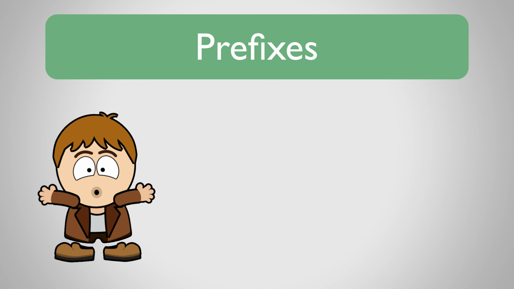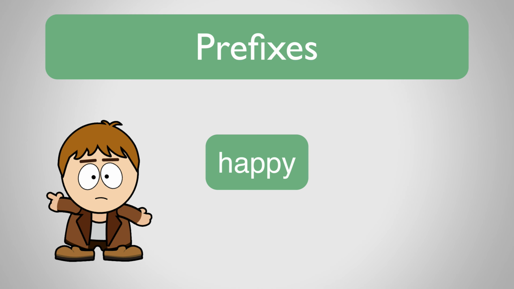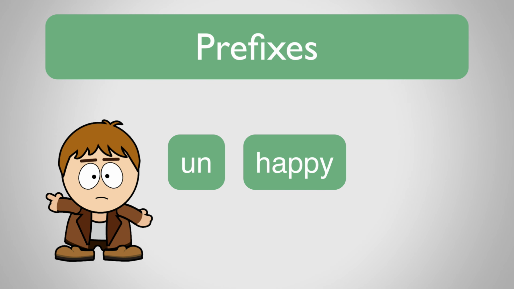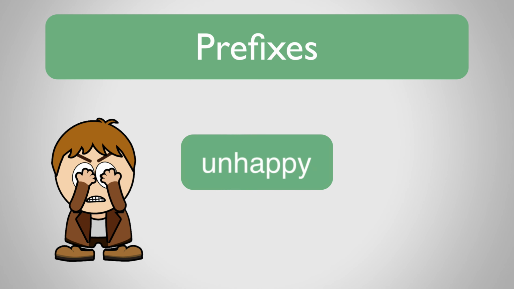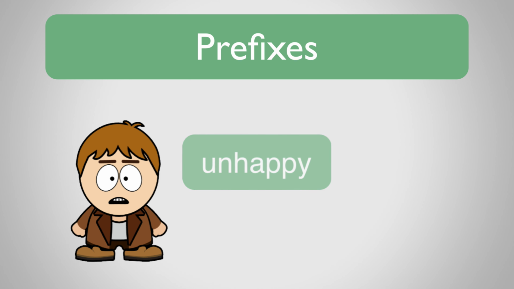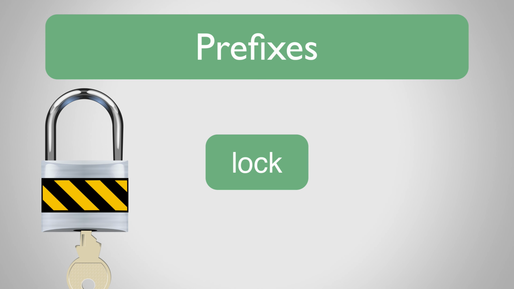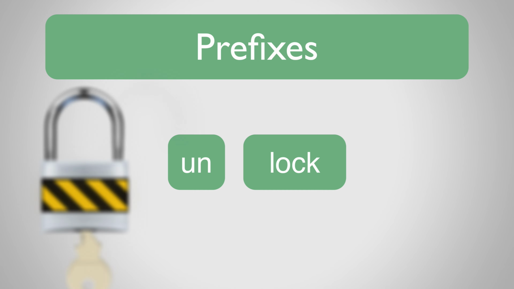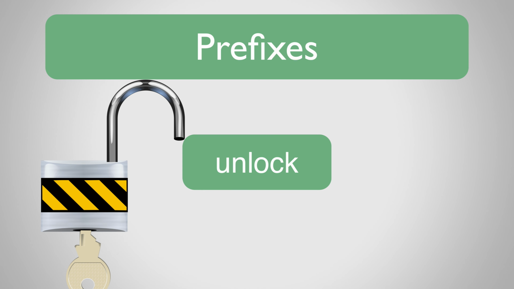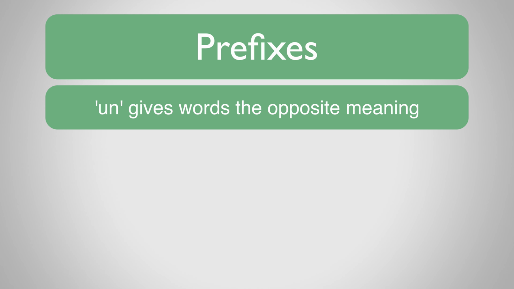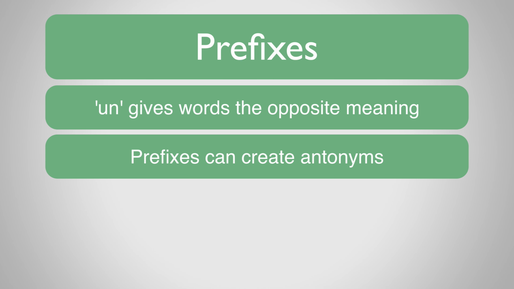Here's the root word happy. We can add the prefix un to the start of the word to create a new word, unhappy. What about the root word lock? Adding the un prefix gives us the new word, unlock. In fact, the prefix un can be added to lots of words to give them the opposite meaning, or we could say, to create their antonym.